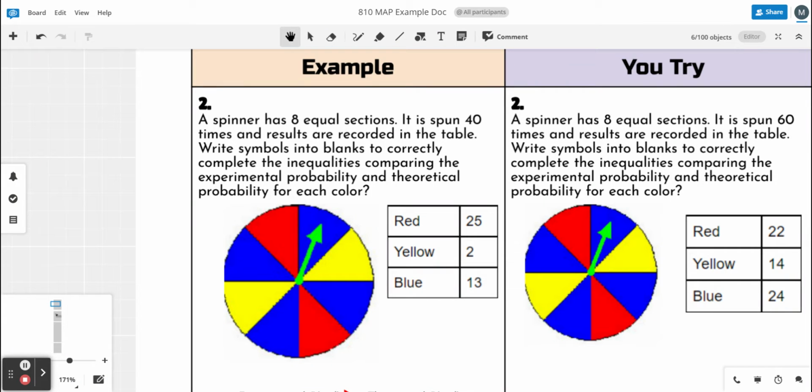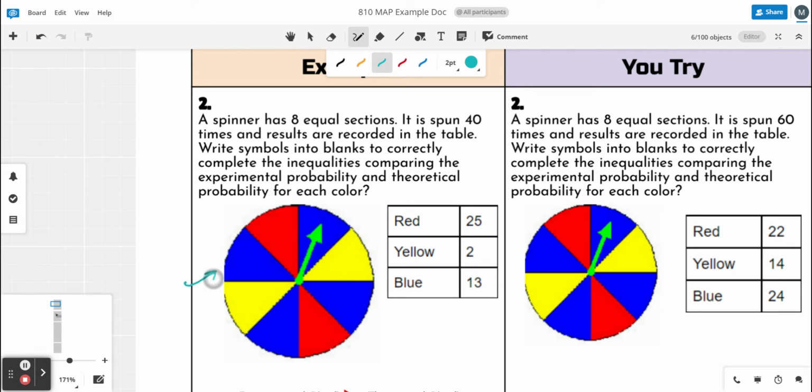In problem number 2, you are comparing the experimental and theoretical probability of spinning a spinner. The spinner has 8 equal sections and it is spun 40 times. The results are recorded in the table. You are to write inequalities into the blanks to compare the two probabilities.